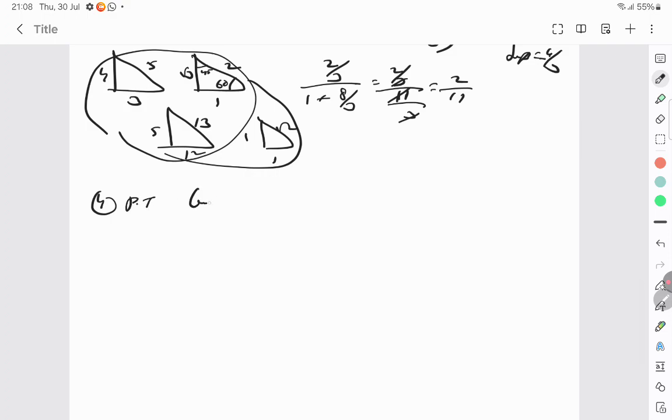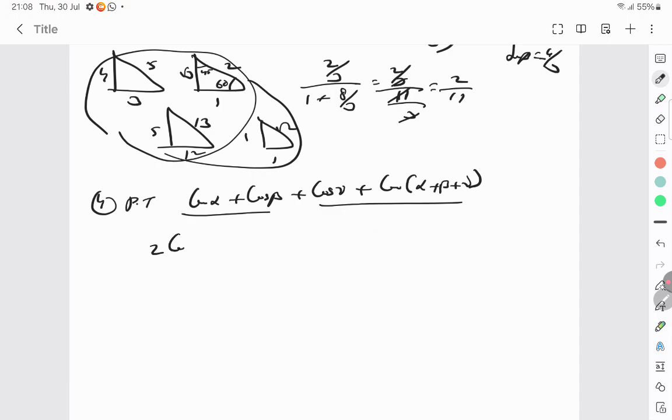Prove that cos alpha plus cos beta plus cos gamma plus cos of (alpha plus beta plus gamma). What is this? This is cos C plus cos D, which is 2 cos (C plus D by 2) cos (C minus D by 2), plus 2 cos and cos.